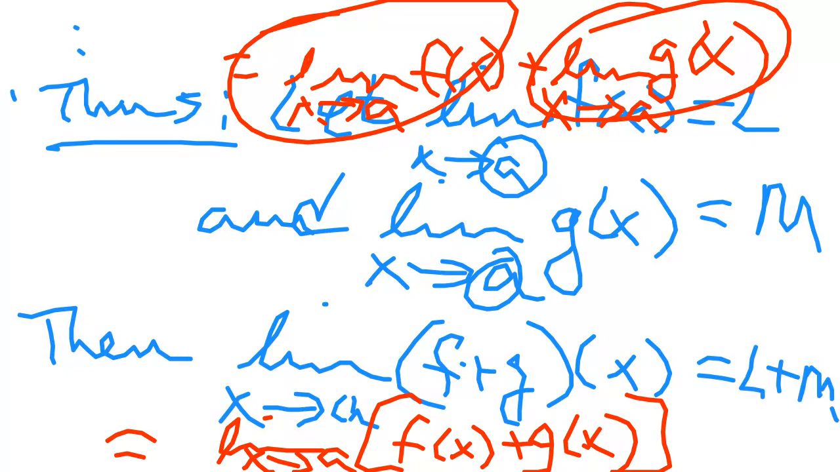If you have two functions whose limits you know, then when you add those functions together, you just add the limits together. But what's key here is that x has to approach a, the same value, for all of these. Now, what if I have, I'll use green here, f minus g evaluated at x?